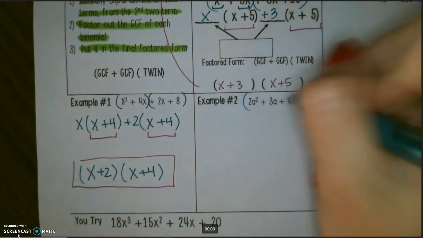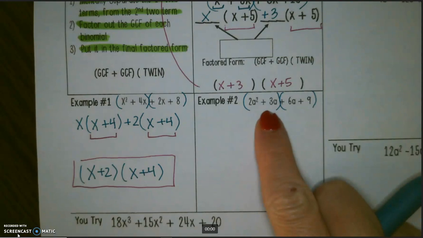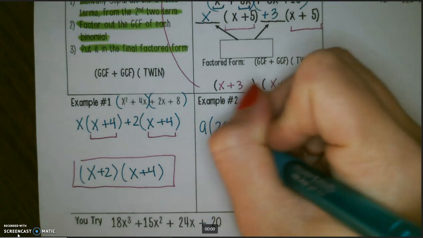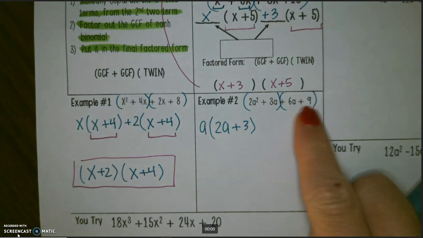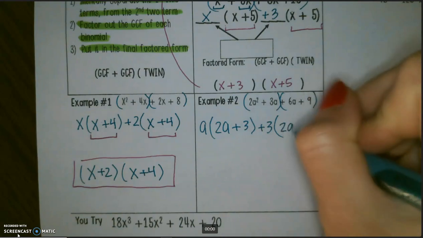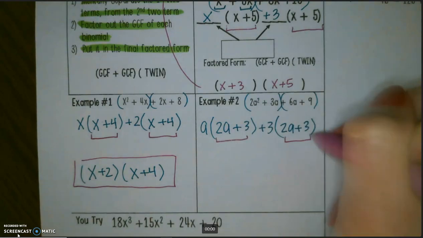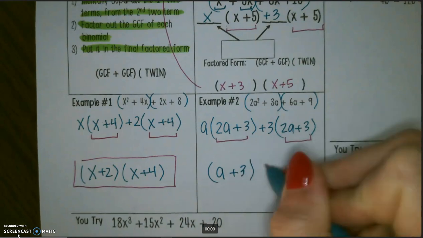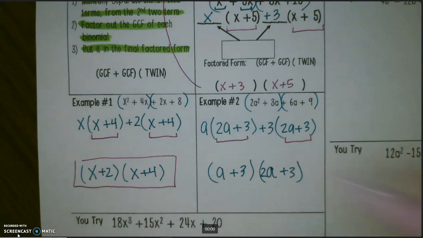I'm going to group my first 2 terms together, my last 2 terms together. The GCF of this first grouping, it looks like a is the only thing we could divide out of both. So if I took an a out, I would be left with 2a plus 3. It looks like I can divide both of these terms by 3, so I'm going to pull out a positive 3. That would leave me with 2a plus 3. Notice I found my twins in this scenario. So I'm putting my greatest common factors up at the front and my twin in the back. And that is my final answer.